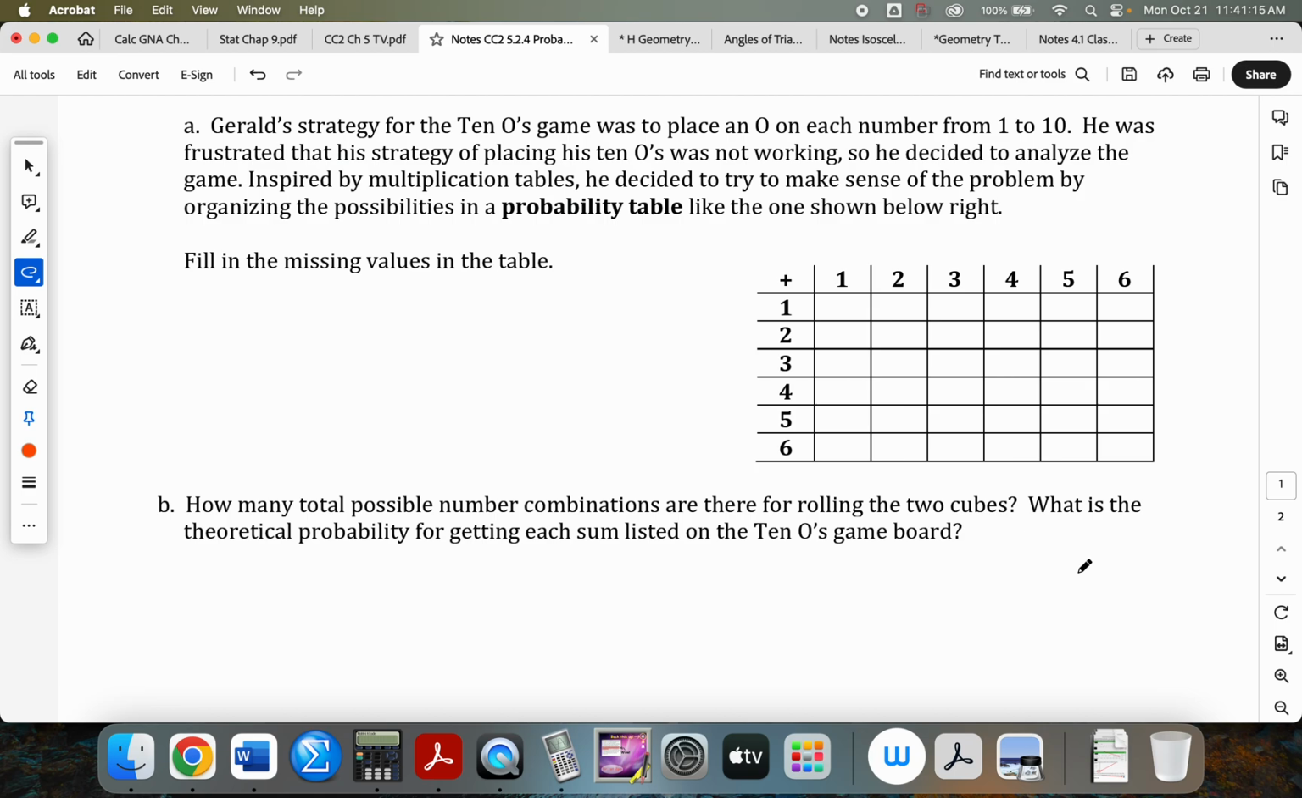So what we have is one die 1 through 6, the other die 1 through 6, and you're going to add those two together. So let's fill in the table. This will be 2, 3, 4, 5, 6, and 7. And this will be 3 going up by 1. And then 4 going up by 1.